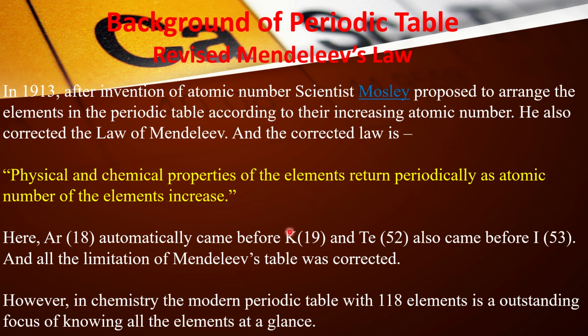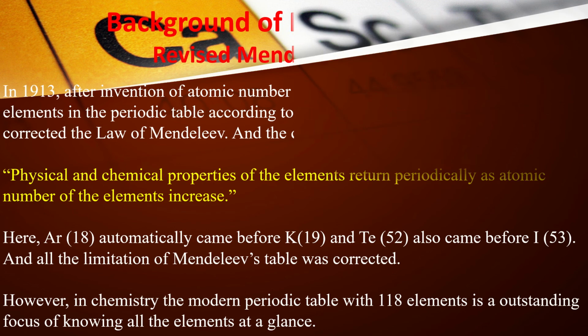However, in chemistry, the modern periodic table with 118 elements is an outstanding focus of knowing all the elements at a glance, because if you see the periodic table, then you can know about all the elements. You have no need to memorize the properties of each and every element. If you know the properties of elements of one group, you can tell the properties of the other elements of that group. So the periodic table is very important to know the properties of all the elements.